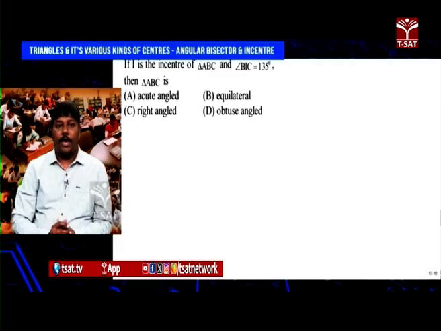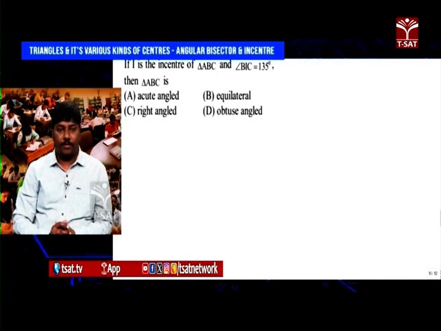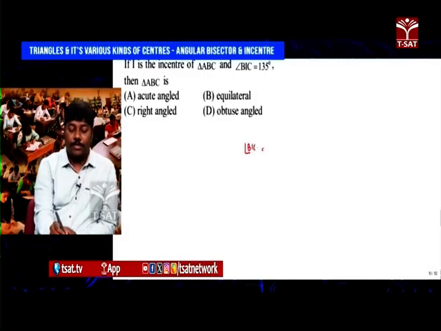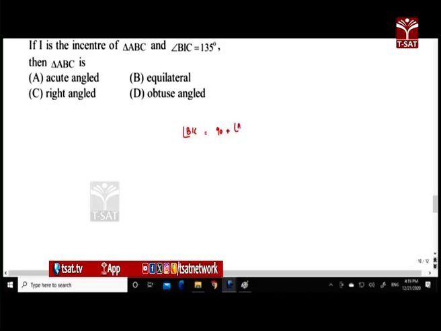Look at here. If I is the incenter of triangle ABC and BIC is 135 degrees, then he is asking what kind of triangle ABC is. In order to say which kind of triangle ABC is, you need to find out angle A here. Now, BIC is an angle formed by two internal bisectors. So, we know angle BIC is equal to 90 plus A by 2. So, A by 2 plus 90 is equal to 135. Angle A is equal to 2 times 45. So, angle A is equal to 90 degrees.